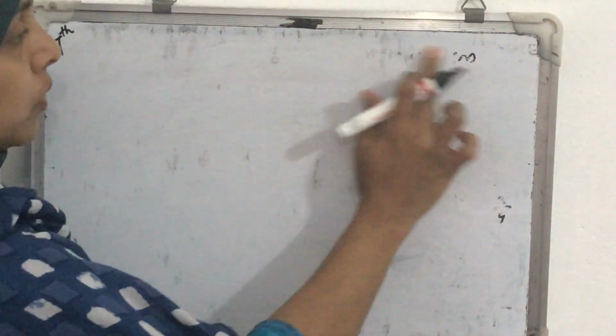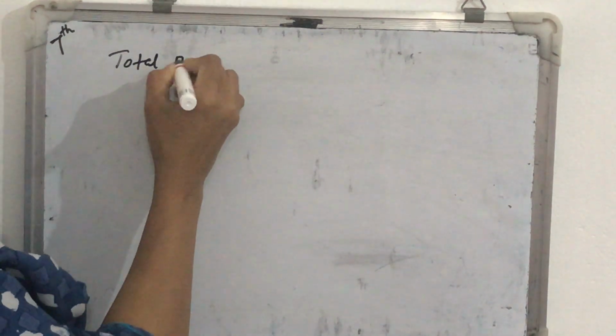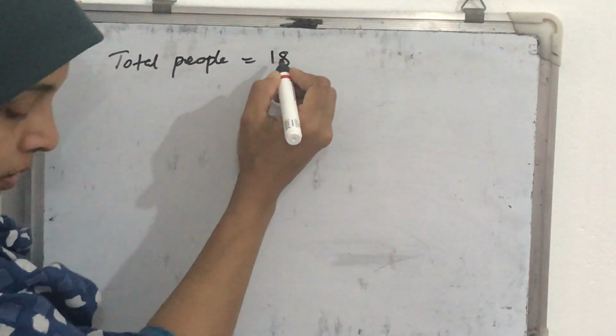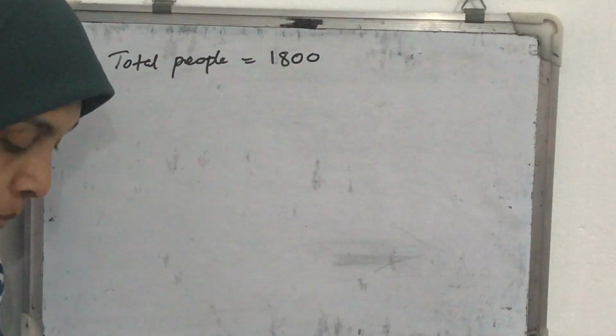1800. All of you, read the question and look in the textbook. After that only, watch this video, then we will clear it well. So the total number of people who visited the book fair is 1800.